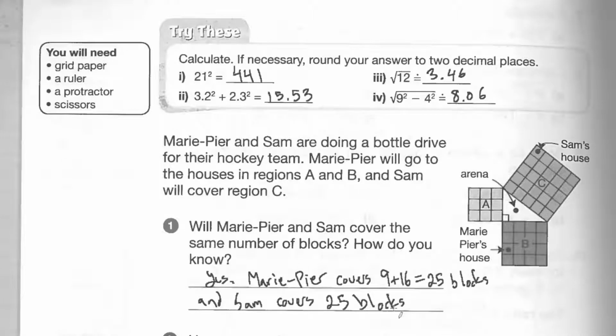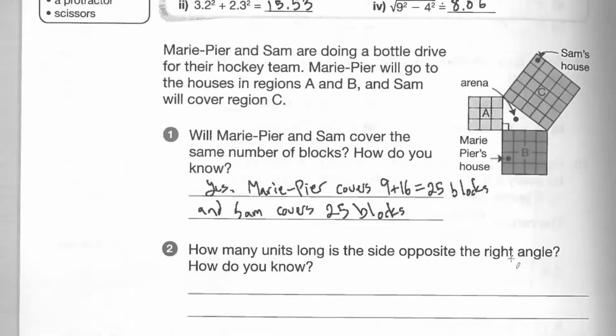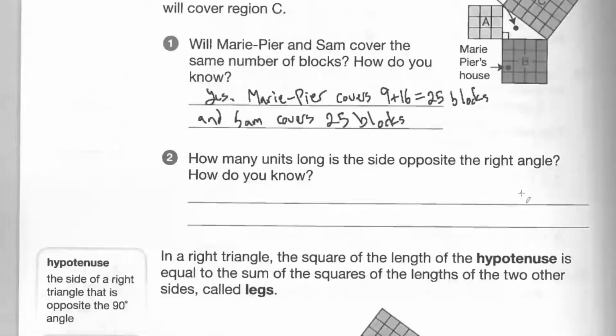Now you may wonder why we're doing this. It'll become very clear in a moment, hopefully. How many units long is the side opposite the right angle? That's a super confusing way to say it. So this is our right angle here, of course. The side opposite the right angle is this side there. How many units long is it? How do we know? Well, okay, it's 1, 2, 3, 4, 5.